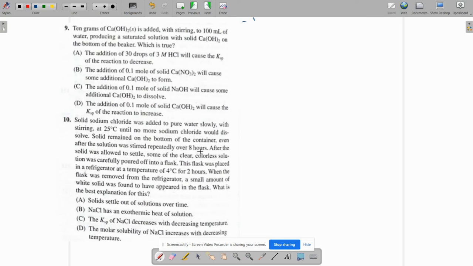It says solid sodium chloride was added to water slowly with stirring at 25 degrees until no more sodium chloride will dissolve. So that to me means a saturated solution, which means equilibrium. Solid remains on the bottom of the container even after the solution was stirred. So it's really just taking the message home that this is a saturated solution at equilibrium. After the solid was allowed to settle, some of the clear, colorless solution was carefully poured off the flask. So basically, we collected this saturated solution.